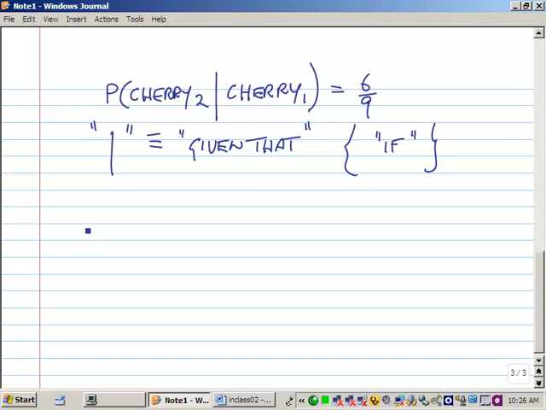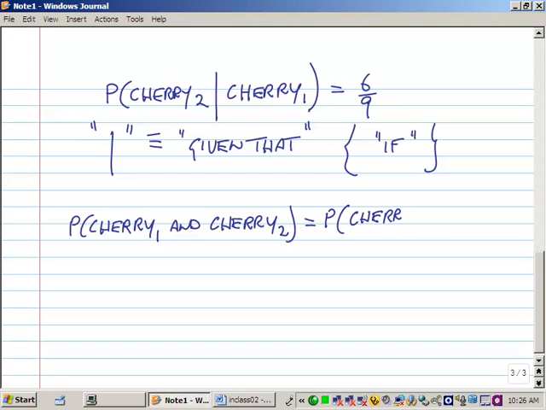All right, but going back to our example, we had the probability of cherry on the first and cherry on the second would be written as the probability of a cherry on the first times the probability of a cherry on the second, given that we had a cherry on the first.